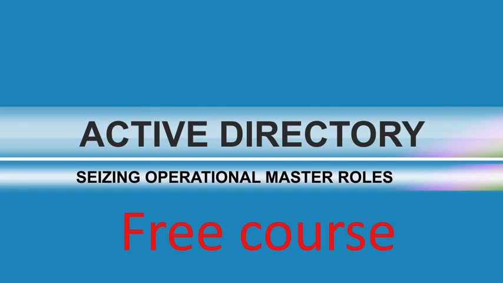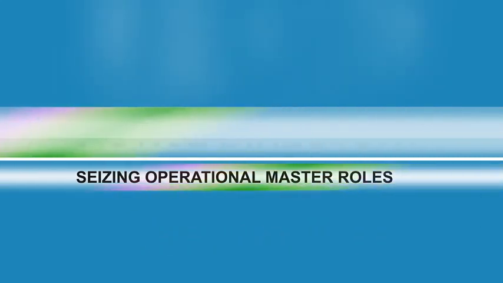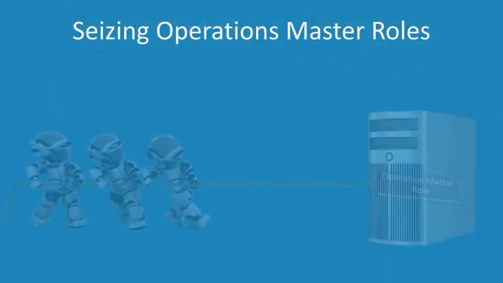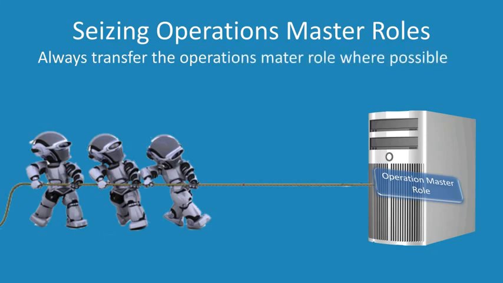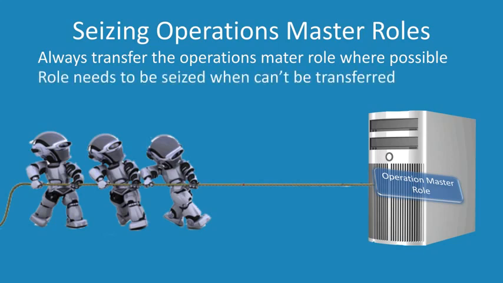In this free video, just one video of the completely free Active Directory course, I will look at seizing operation master roles. Transferring the role is the safest way to move the operation master role. However, if your server becomes permanently offline for any reason, this will not be possible. When this occurs, you need to seize the role to make it available on another domain controller.